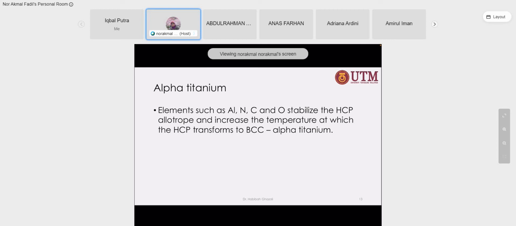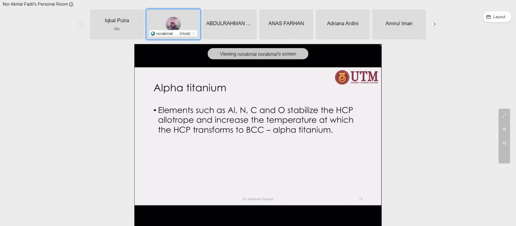If we look at the phase diagram of titanium, you can see there are several phases of titanium. One of them is alpha titanium. Elements such as aluminum, nitrogen, carbon, and oxygen, if you add a small amount of these elements, can stabilize the HCP structure and increase the temperature at which the HCP transforms to BCC.